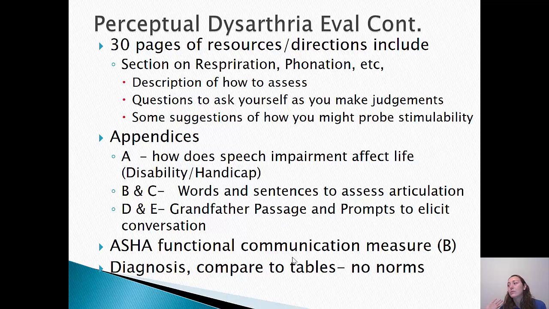Dysphagia, voice, motor speech, intelligibility, aphasia, etc. They have these different scales, so we have a working idea of severity. ASHA put this together. It's not common in every domain or every medical setting, but it's out there. So those resources are in there.